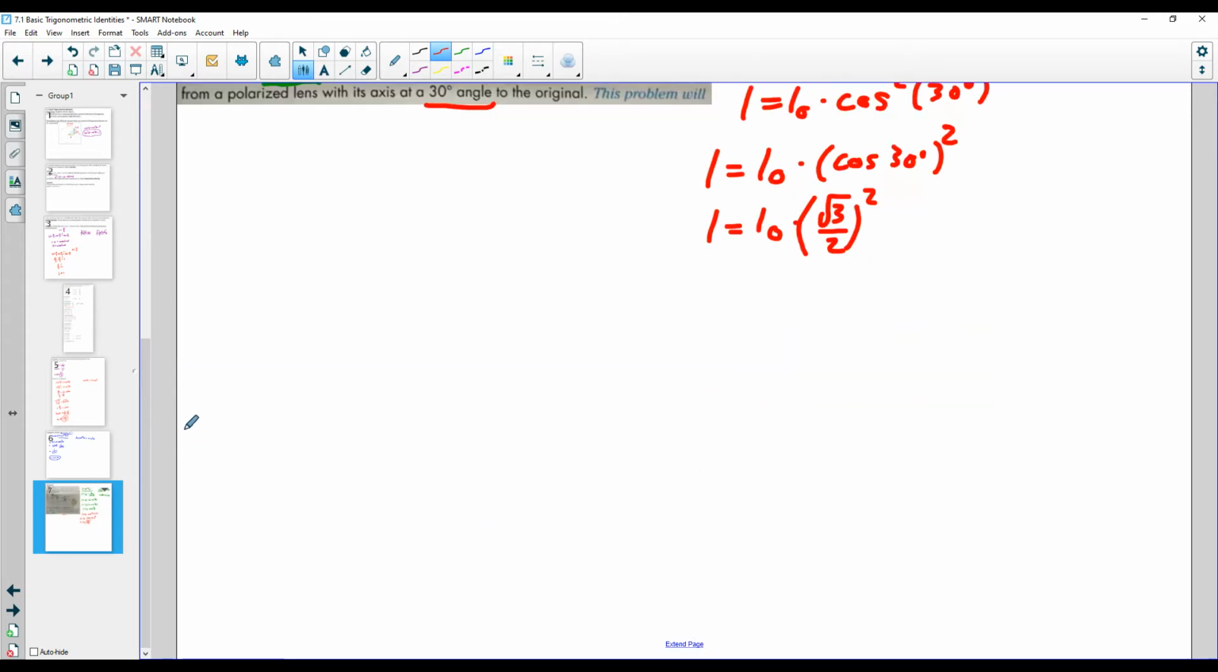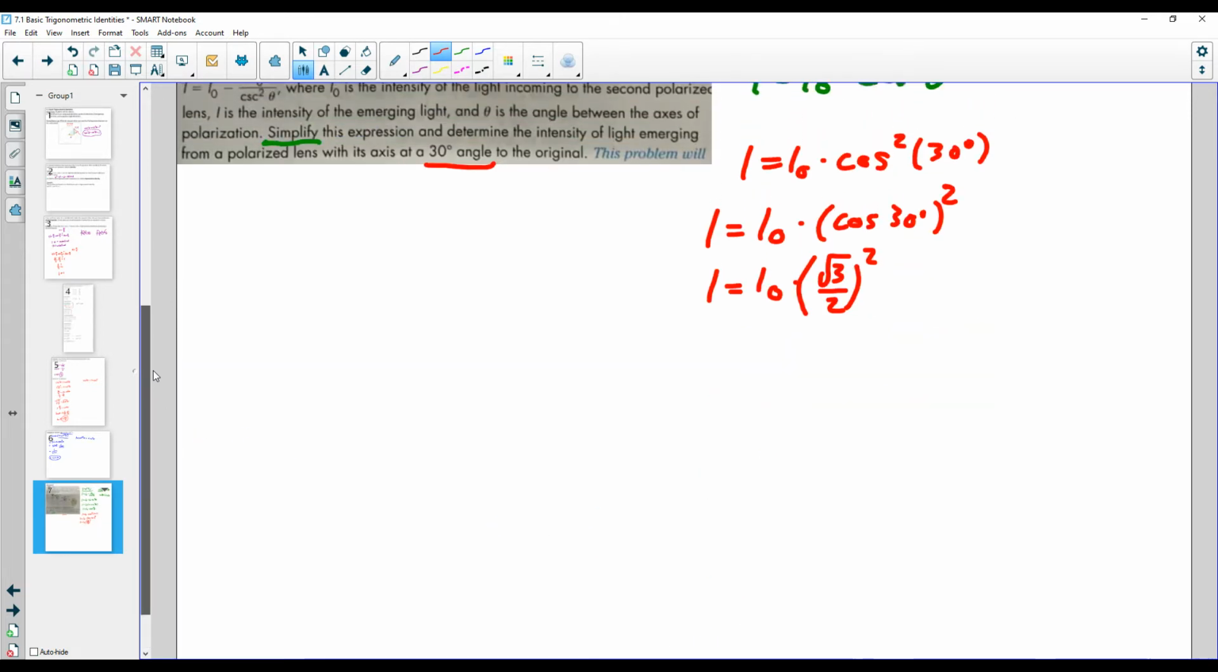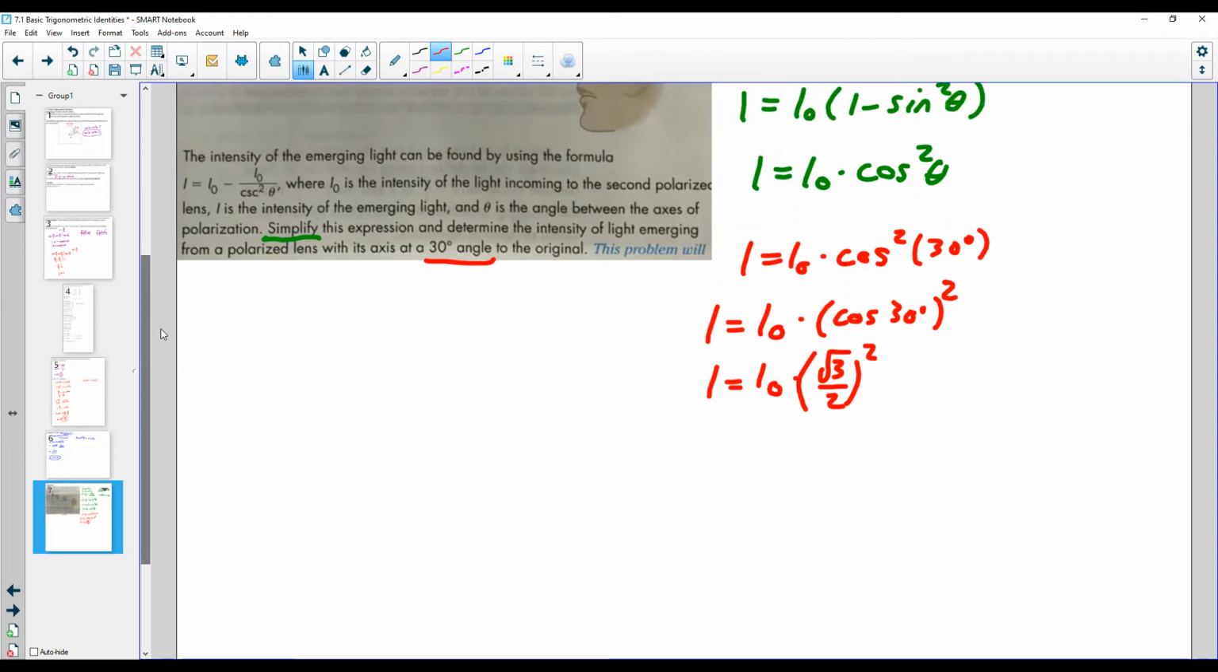I prefer a 30, 60, 90, because then if you ever end up doing anything with math later on when you're not allowed to use a calculator, this would be required, right? And then we have I equals I naught times square root 3 squared is just going to be 3, and then 2 squared is 4. So maybe to write this nicer, we'd have 3/4 times I naught.